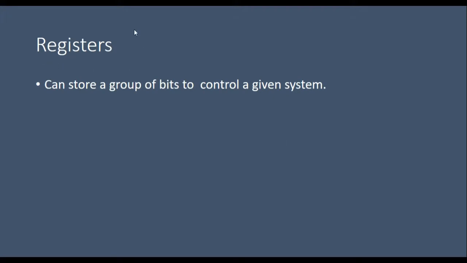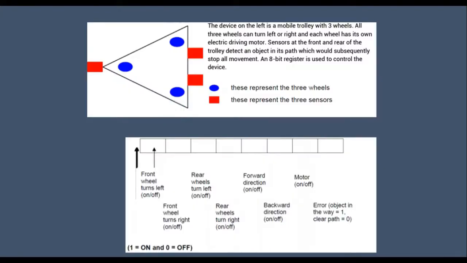But first of all, you need to understand what registers are. You can take a register as a small memory unit that can store a group of bits to control a given system. So remember, it stores a group of bits. In this case, it can be 1 bit, 2 bits, 3 bits, and so on. Let's jump to this.